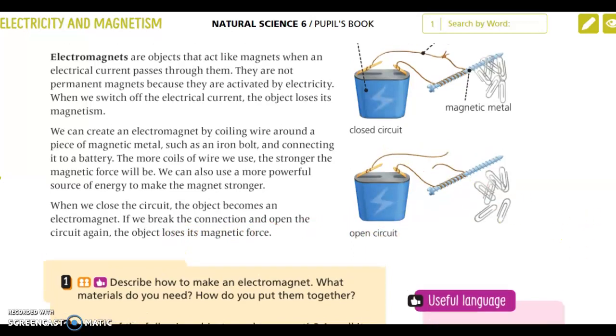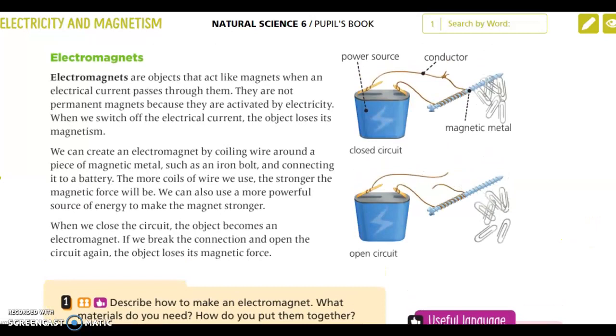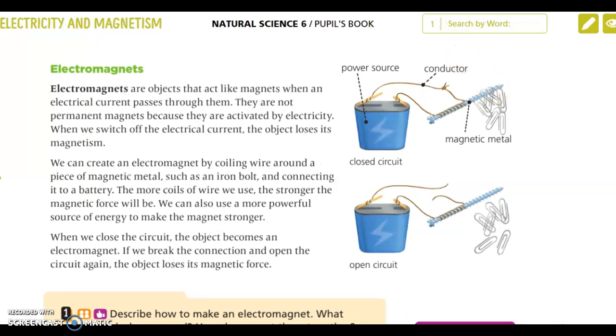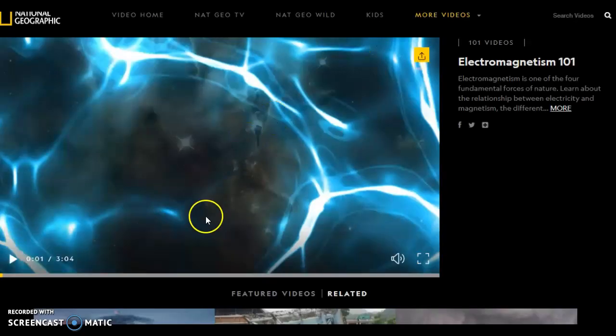Okay, interesting. I want to show you now a video, okay? And in this video, first of all, I want you to listen to the first part where it explains what magnetism is in general, okay? Here we are.